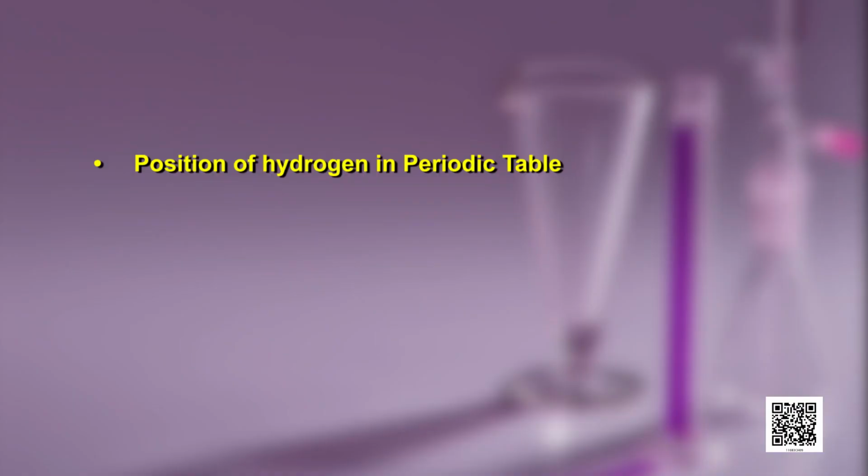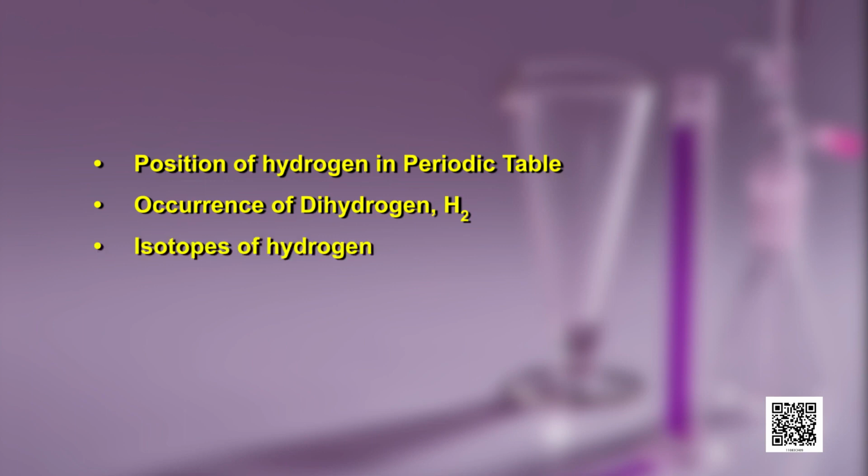Welcome viewers to this episode on hydrogen part 2, the second episode on the topic hydrogen of unit 9 of class 11th chemistry book part 2. You must be remembering that in part 1 of this series of programs, we discussed the position of hydrogen in the periodic table, occurrence of dihydrogen, that is H2, isotopes of hydrogen and preparation of dihydrogen.